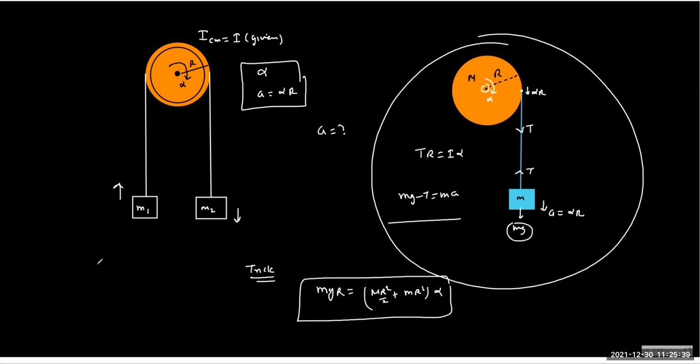Same thing you can do here also: m2 minus m1 into g into r equals m2 r square plus m1 r square plus I_CM, into alpha. This is the one line answer. This you can do, but later. There are a variety of things that we can do mentally, but that requires some other concepts as well. But you do it by the very basic method.